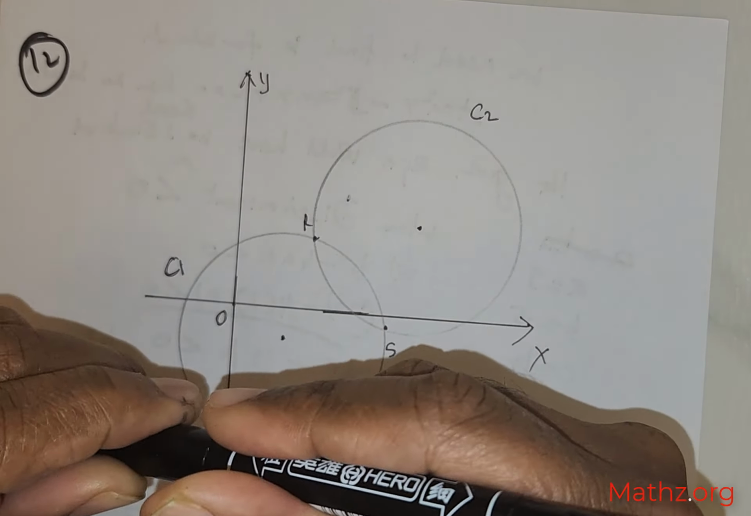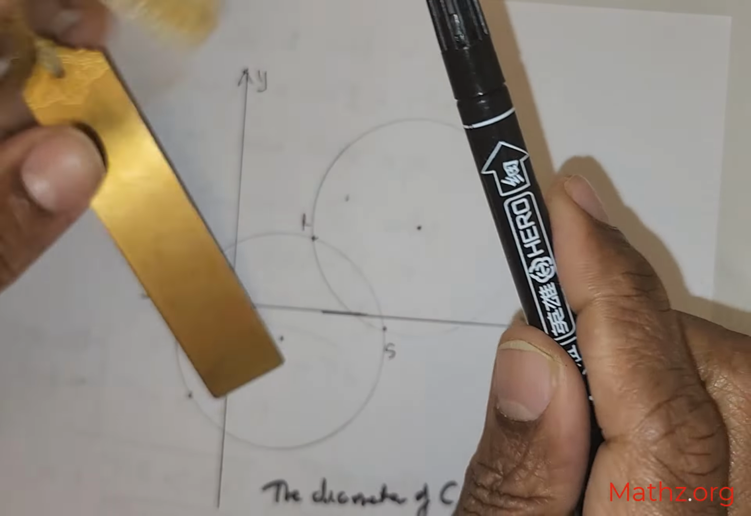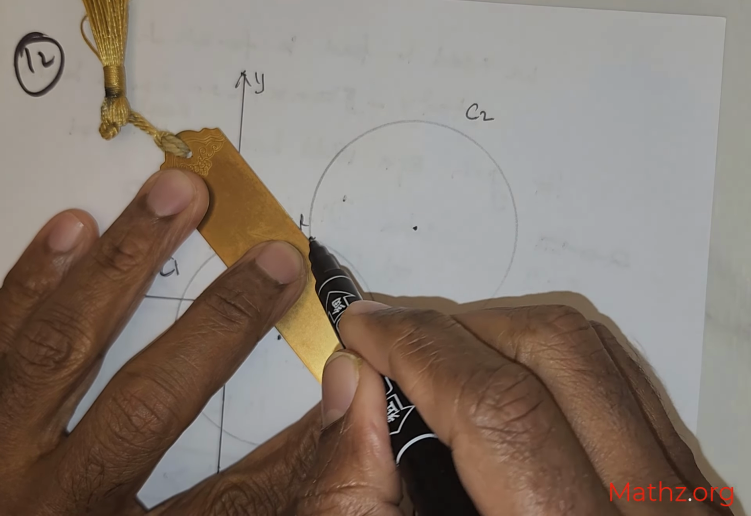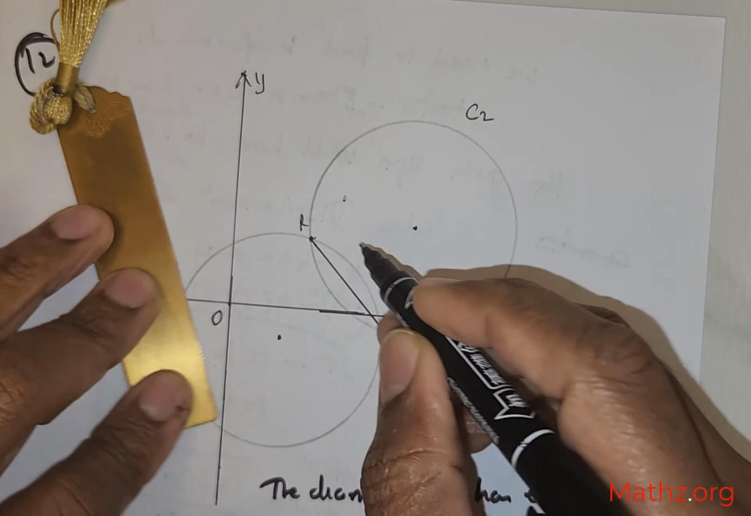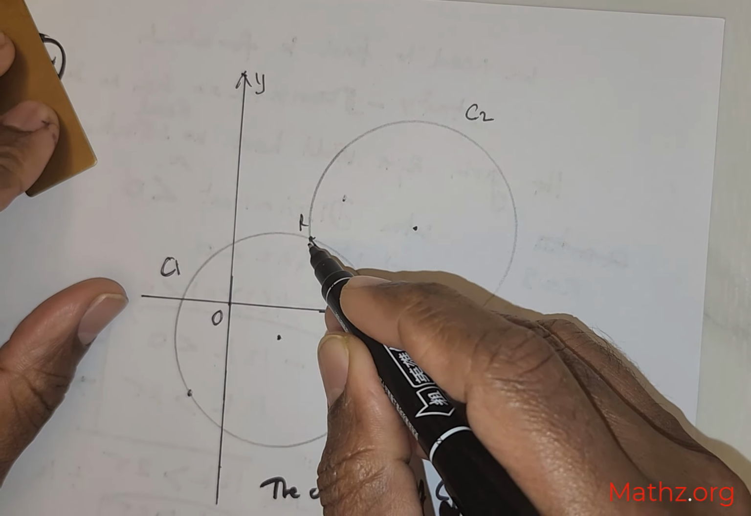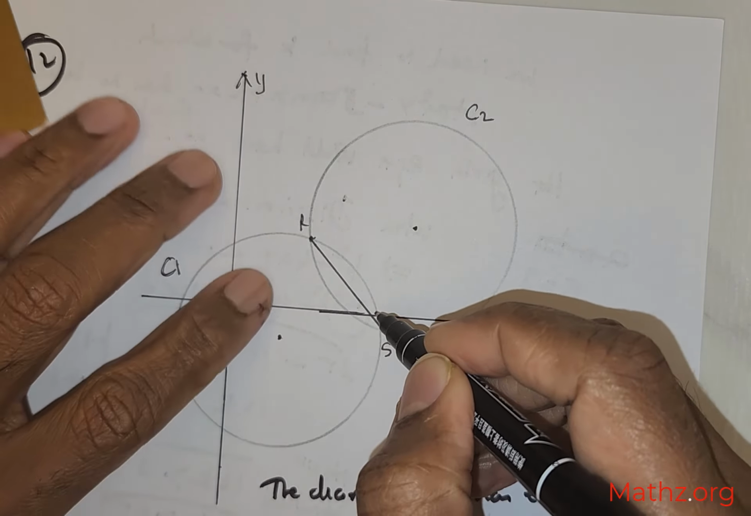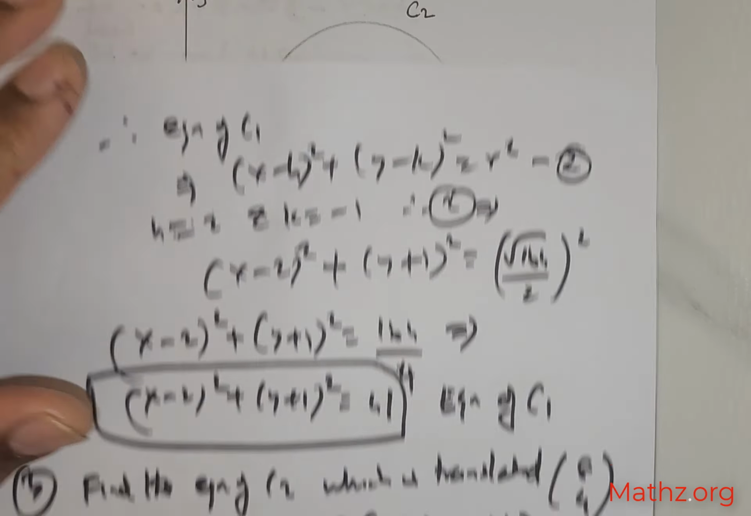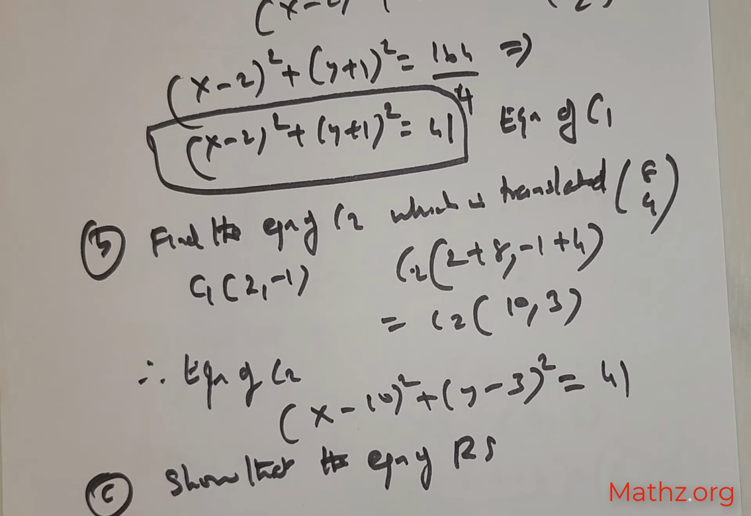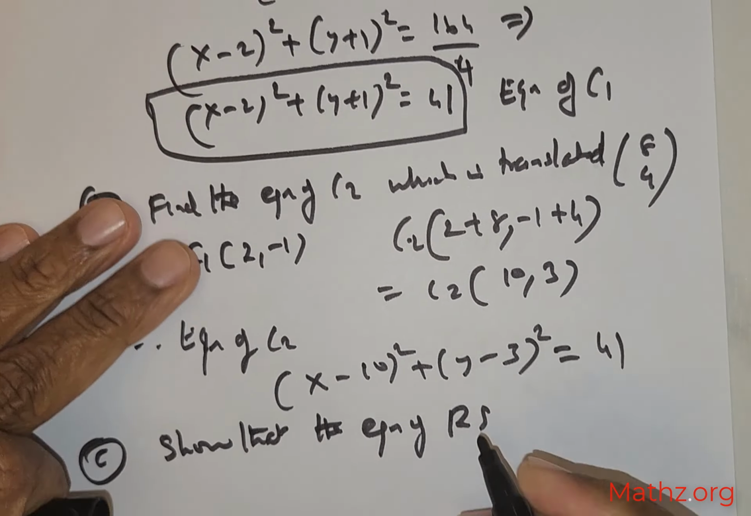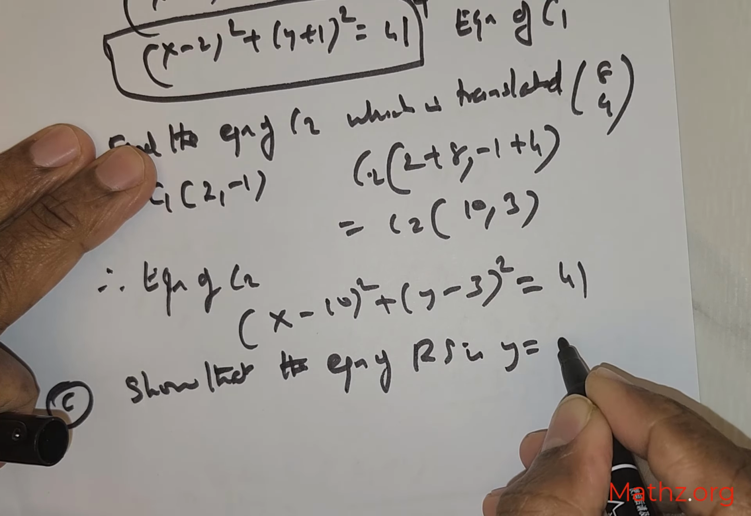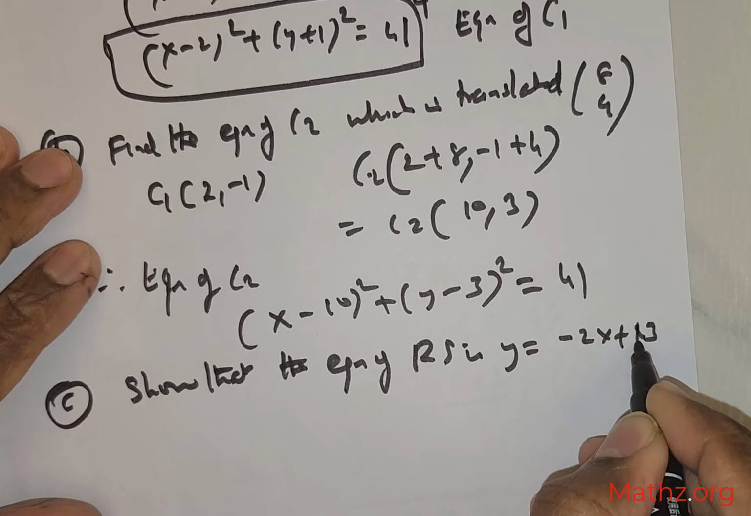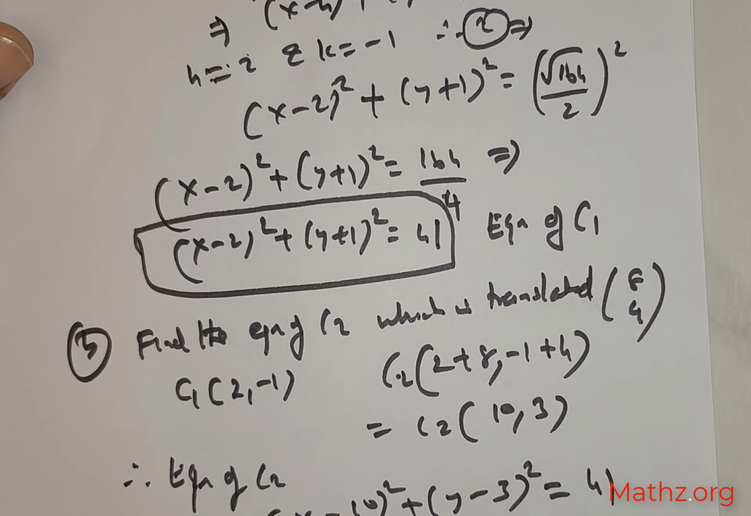If I were to draw a line like this, there is a line that connects R and S. So we are asked to find, or show, that the equation of RS is y is equal to negative 2x positive 30. Okay, we are asked to show that. Now how are we going to show that?